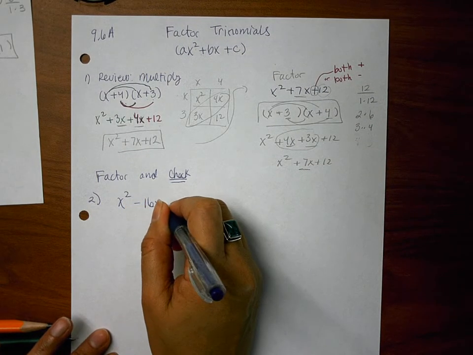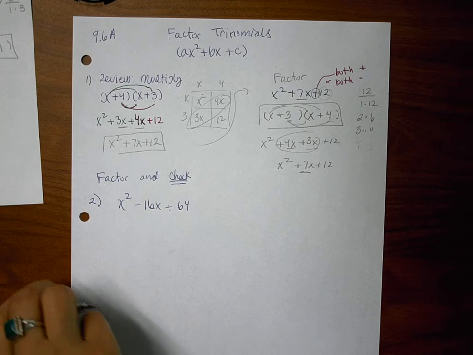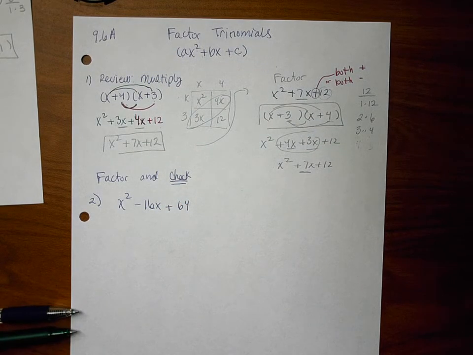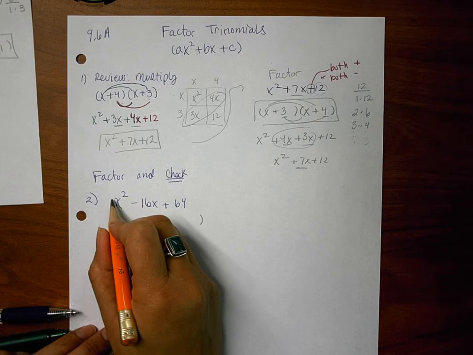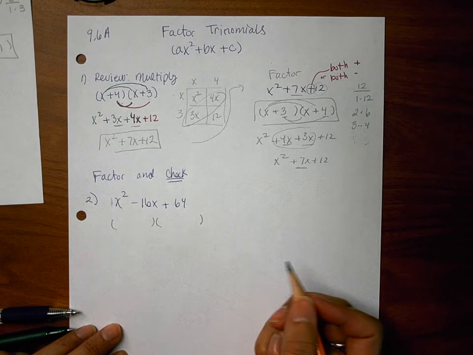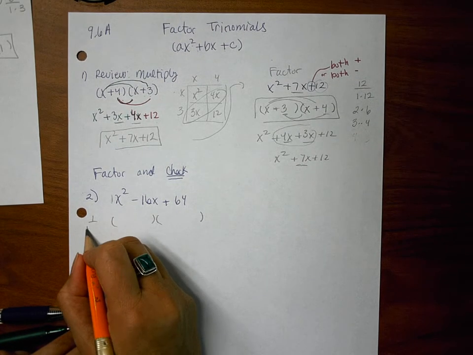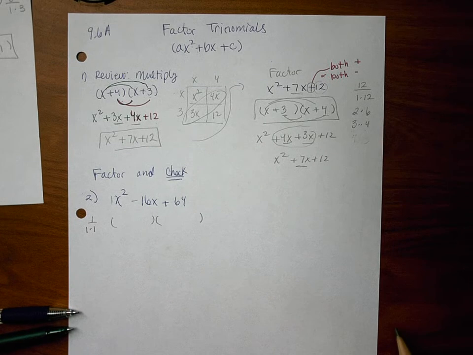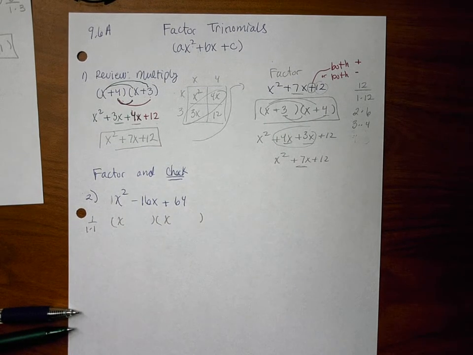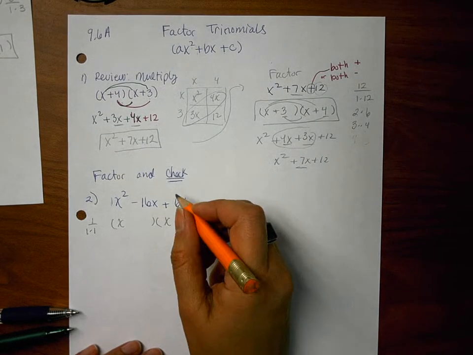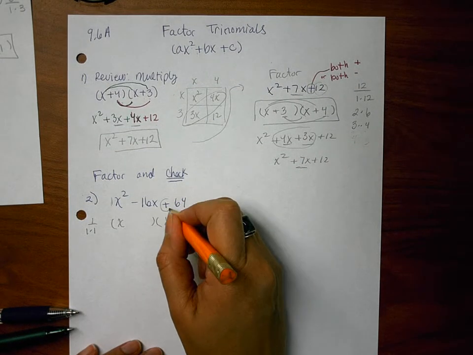Okay, x squared minus 16x plus 64. All right. And here we go. We do our double bubble. And what's the coefficient here? It is a 1. It's nice when it's a 1 because 1 times 1 is the only way to get 1. So we know it's going to be 1x and 1x. I'm just going to put x and x, but it's the same thing as 1x times 1x.